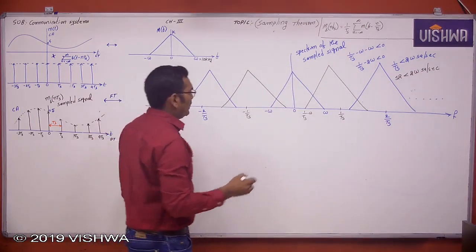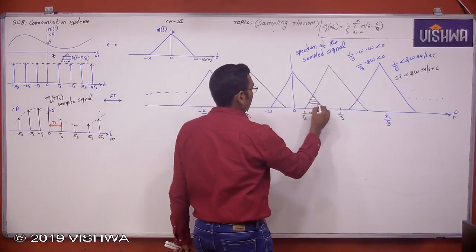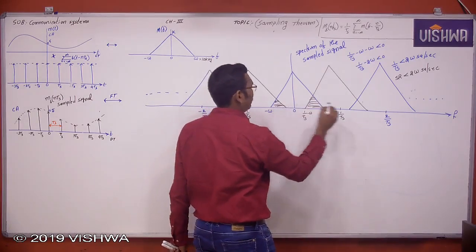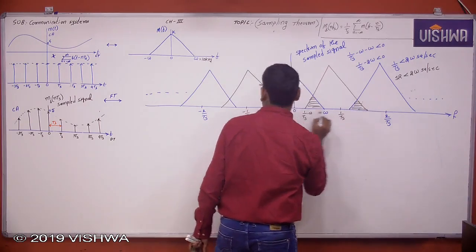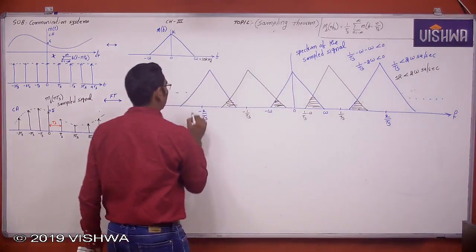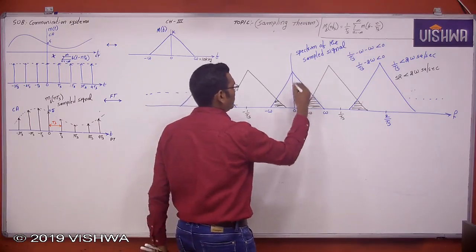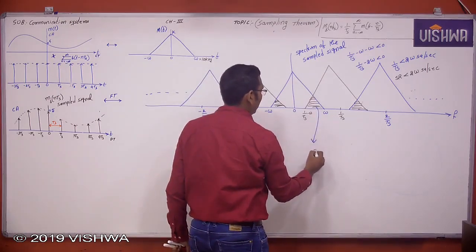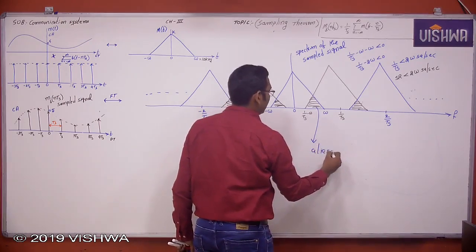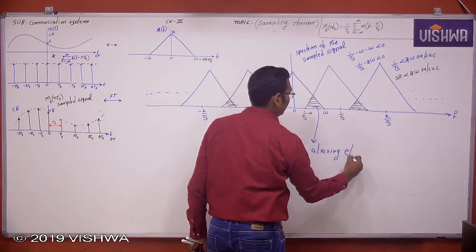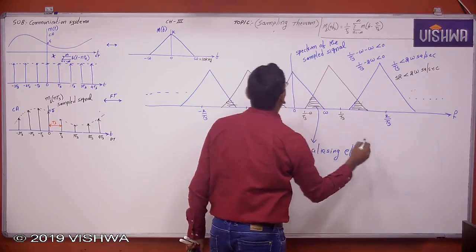the problem is that there is adjacent channel interference and overlapping of the signals, and reconstruction will not be possible. This effect is called the aliasing effect.